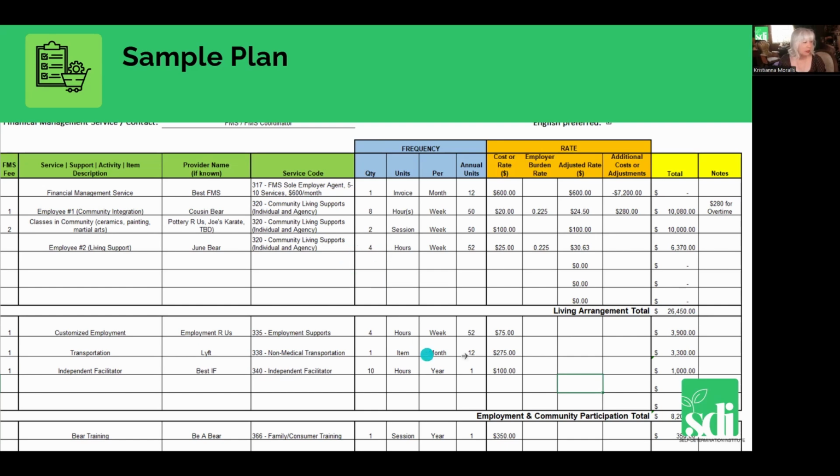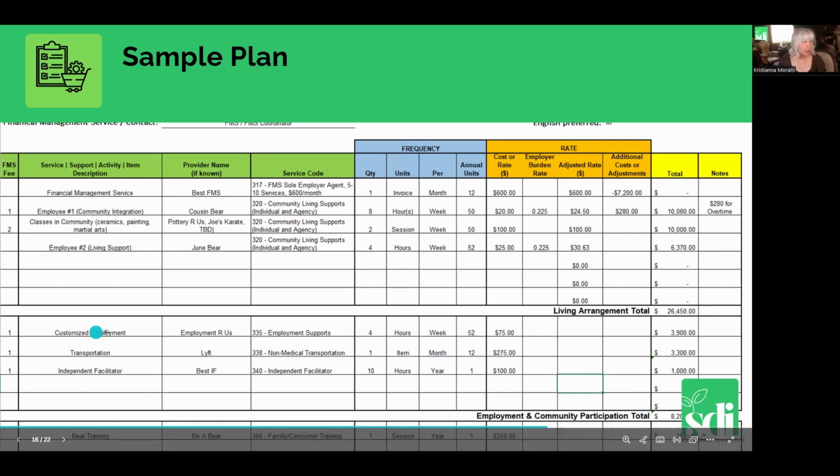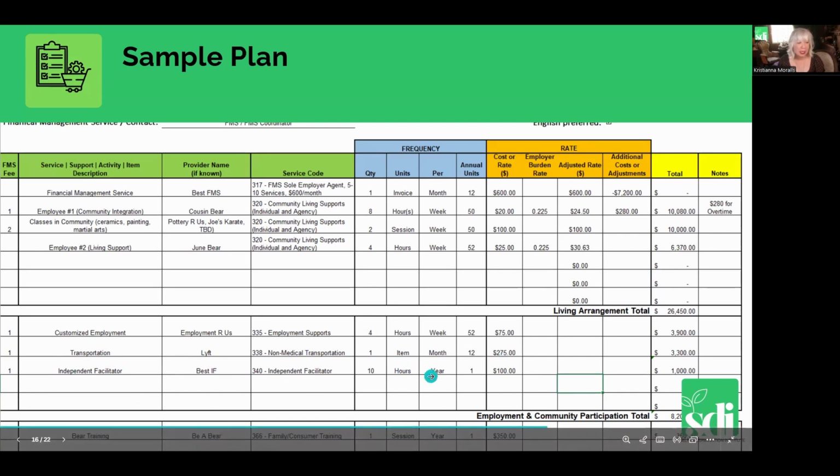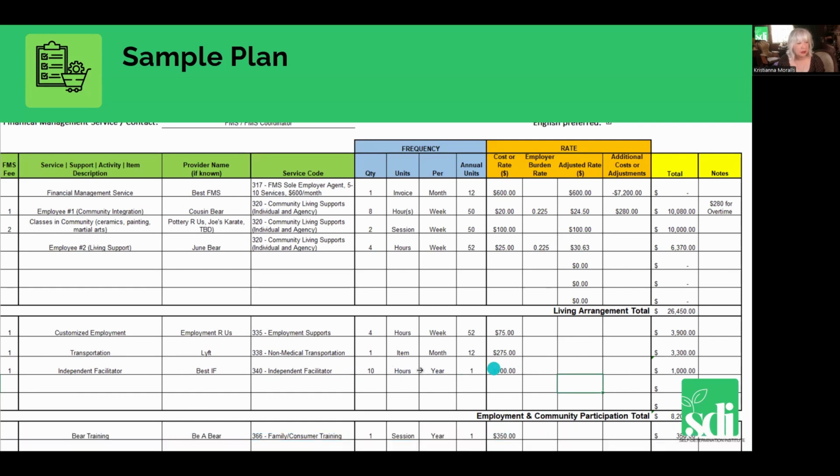Now we're going to look at the next group here, customized employment. He's going to have employment supports from Employment RS for 4 hours per week. He's going to have transportation. He's going to have Lyft services, and he's going to get $275 a month for his Lyft services. He's determined that's how much he wants. And his independent facilitator is here as well. They put in 10 hours of independent facilitator service per year. So the "per" is week, month, year, day.